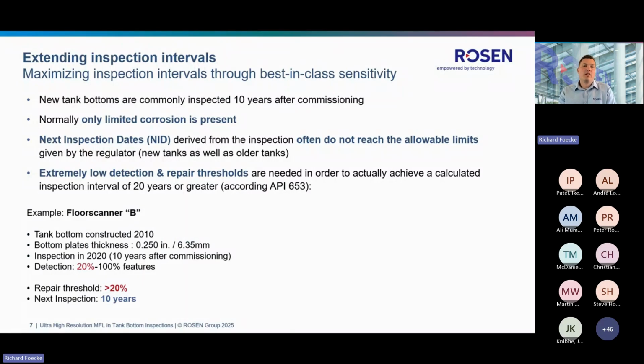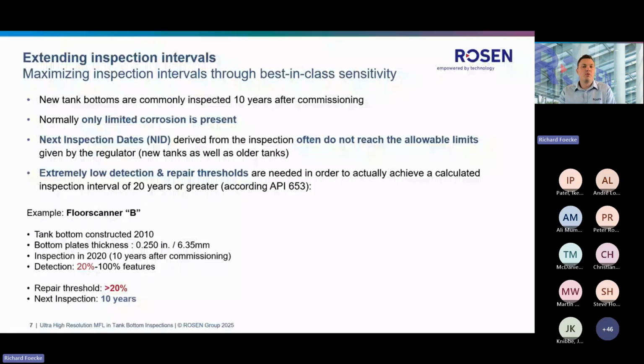So let's have a look at a floor scanner B. The tank, let's assume, was constructed in 2010, inspected in 2020, wall thickness was 6 mm in this case, and a detection threshold of 20% was used. So this leads to a calculated next inspection date of 10 years.